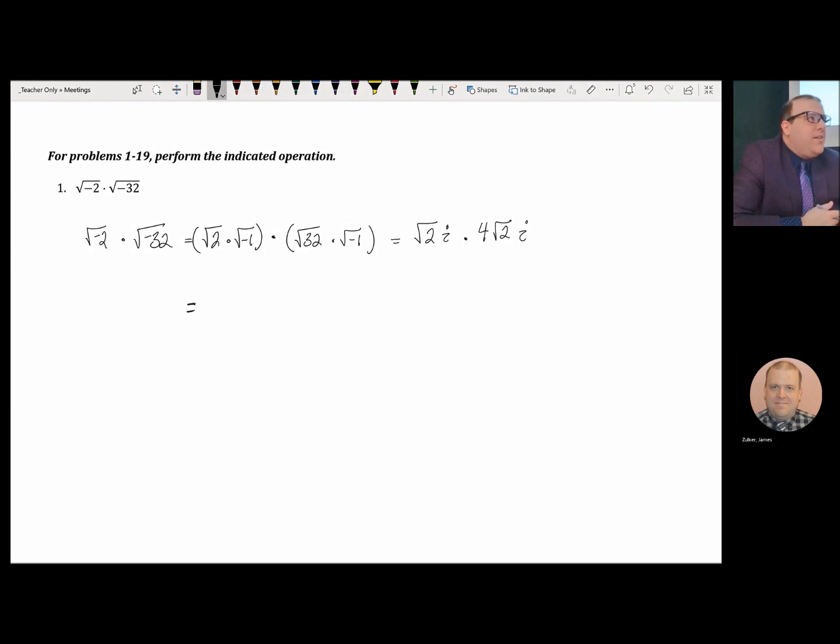This now works just like if I was x, so think of i as a variable. It would be root 2 times 4 root 2. Root 2 times root 2 is 2, and 4 times 2 is 8. Then it would be i times i, which is i squared, and i squared is minus 1. So we get negative 8.